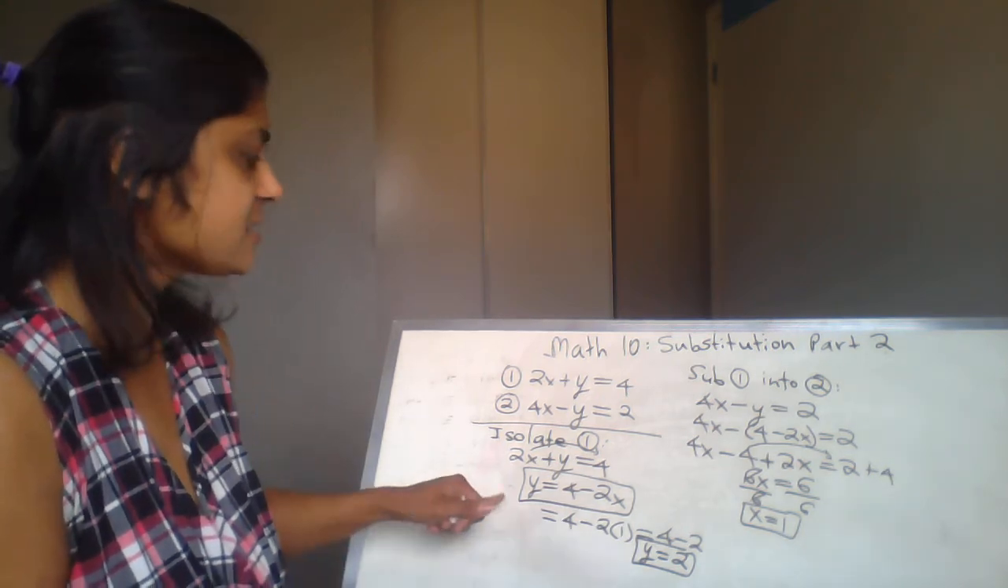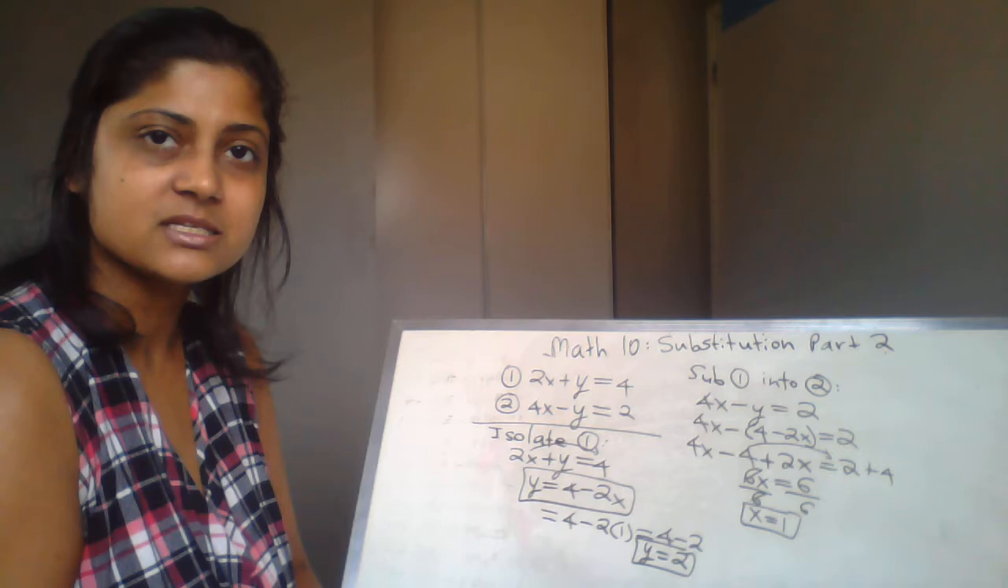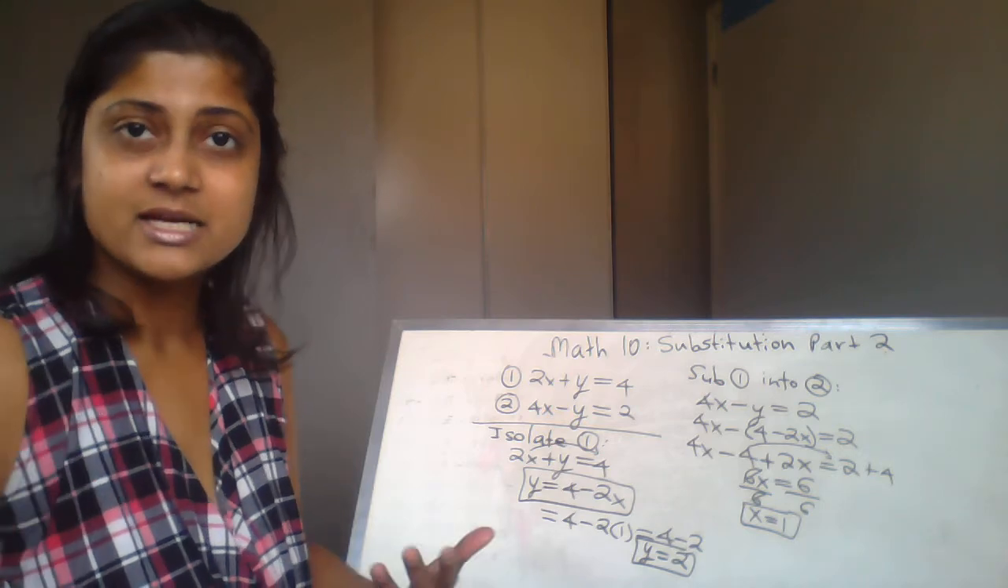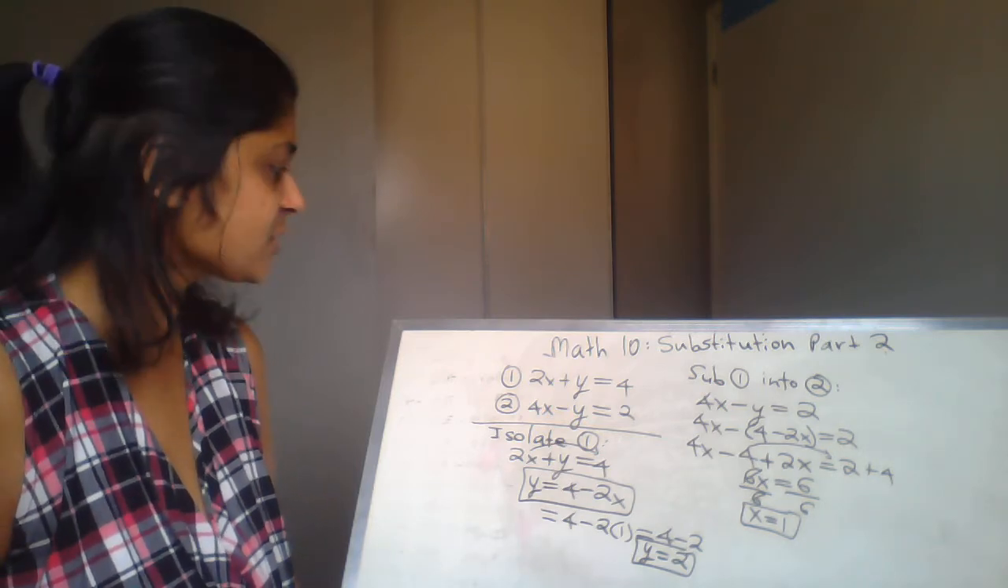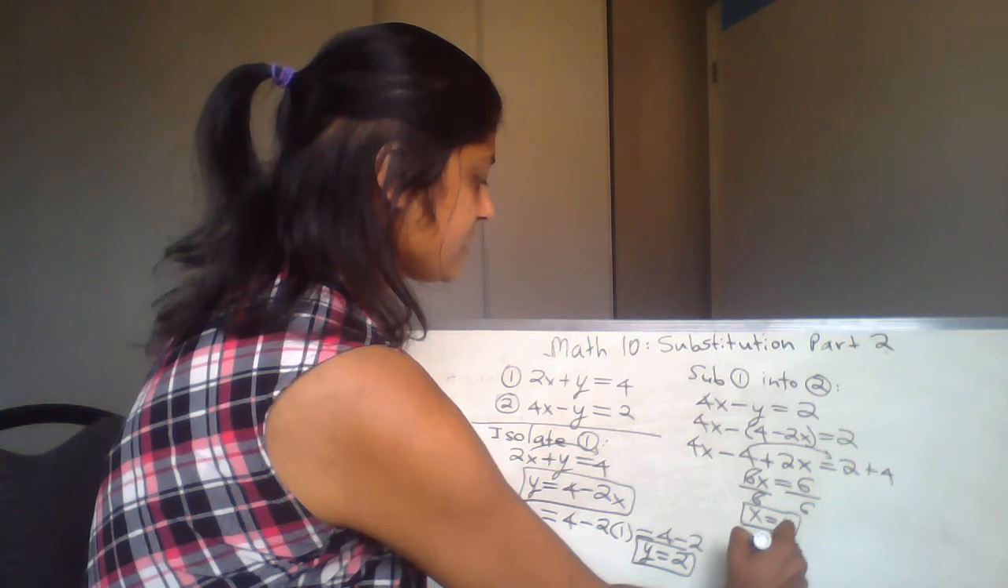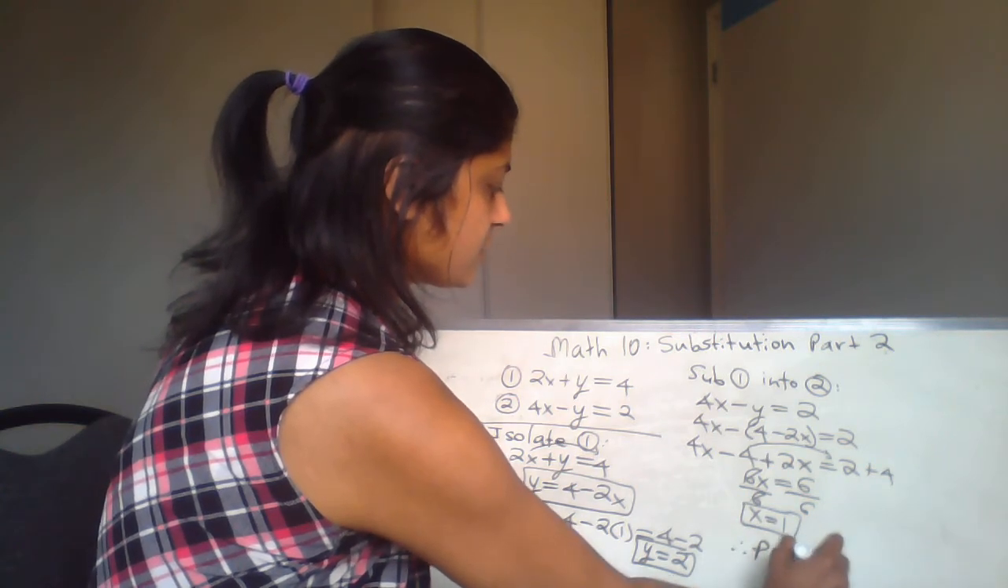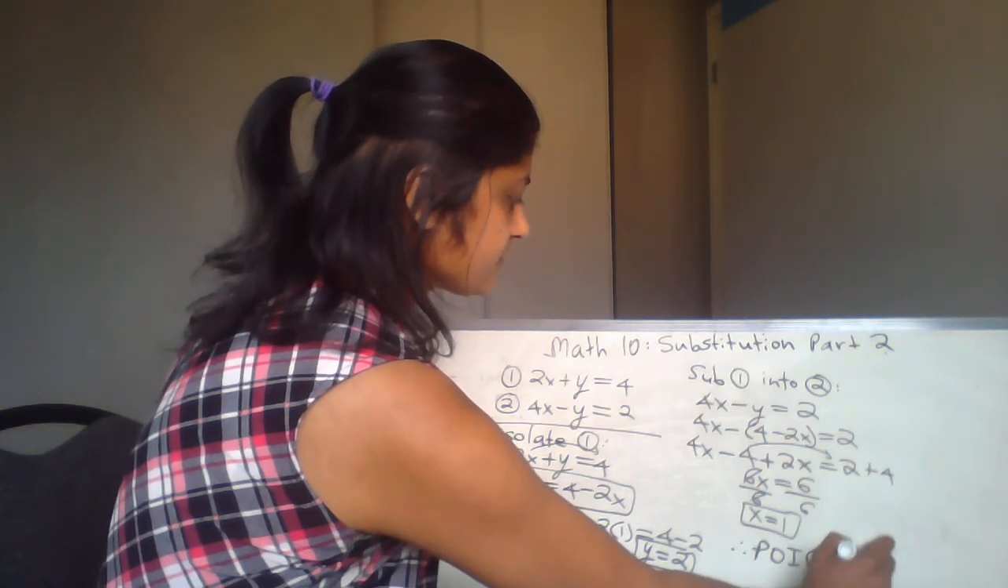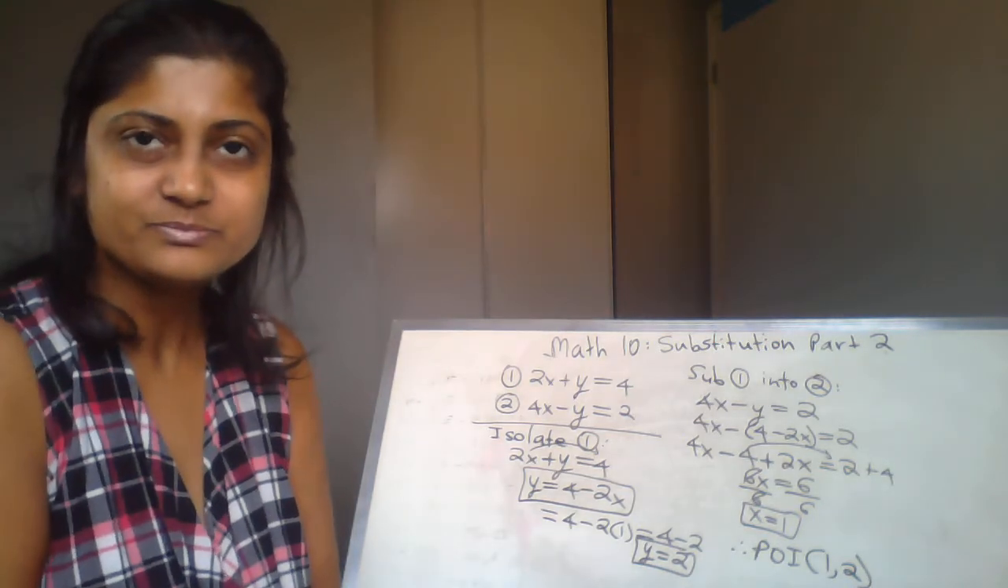We're subbing it into this equation just because this is the isolated form of the y, and it's always easier to do that. And again, remember at the end, you're writing POI, the point of intersection is 1 and 2.